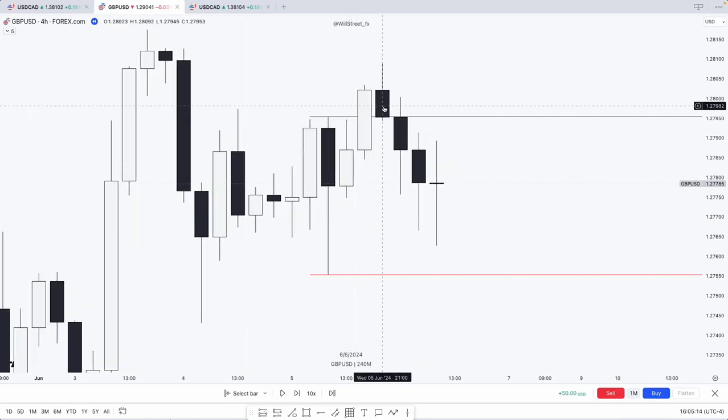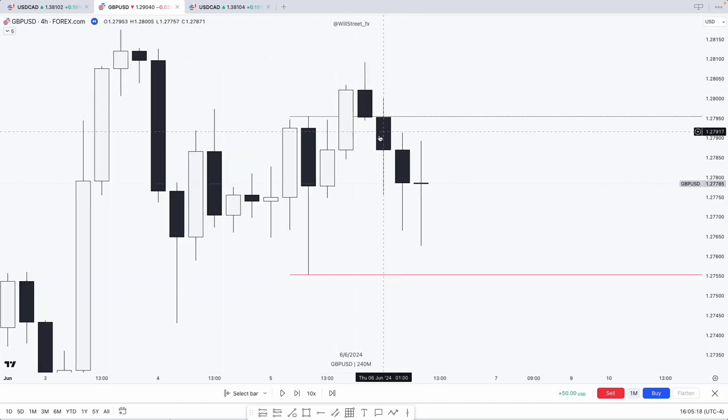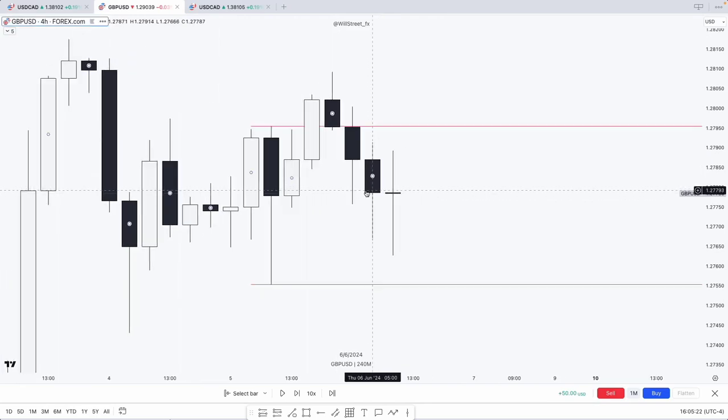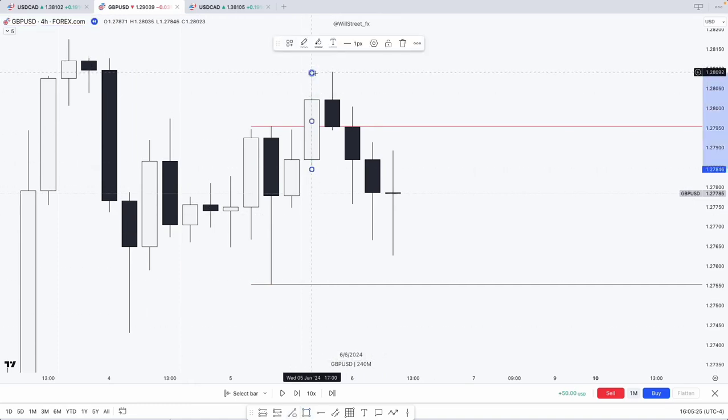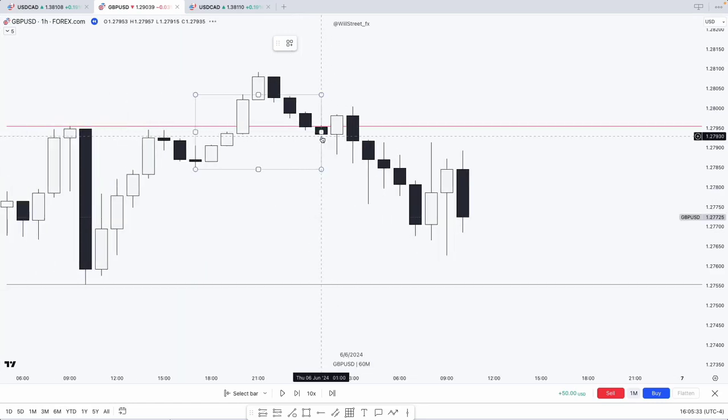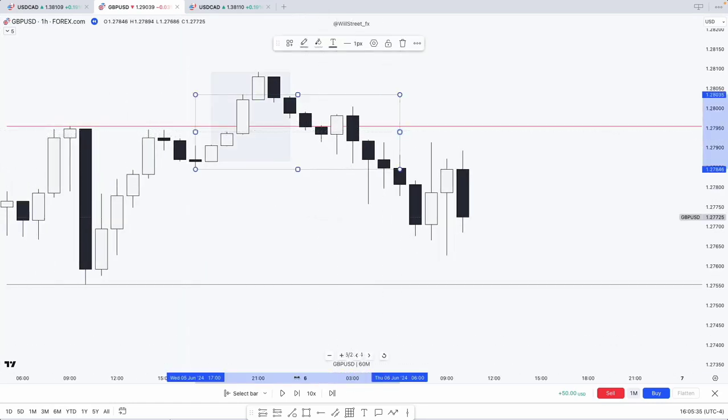And look at this. So if the turtle soup happened on Asia, we know that the next candle expansion will be in London, the 1 a.m. candle, going into the rounded liquidity. Here we can refine, and look at this beauty.